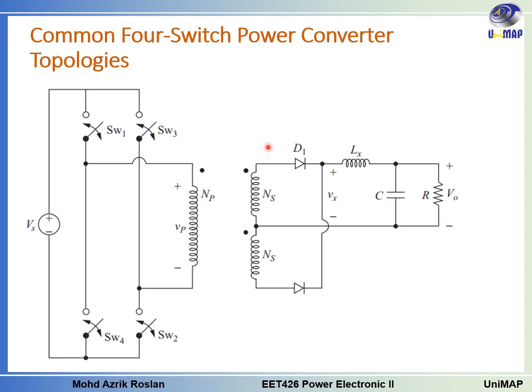And then the final one is the full bridge converter. It has almost the same configuration as the half bridge, but this one has four switches instead of two. It also has the input side and the output side, and they are separated by a transformer here.